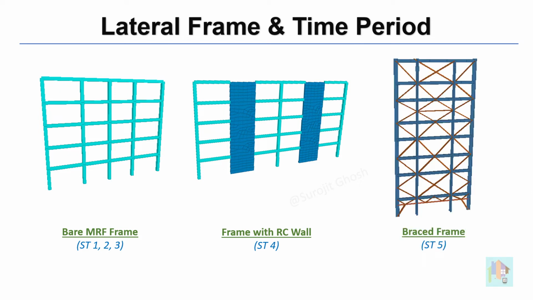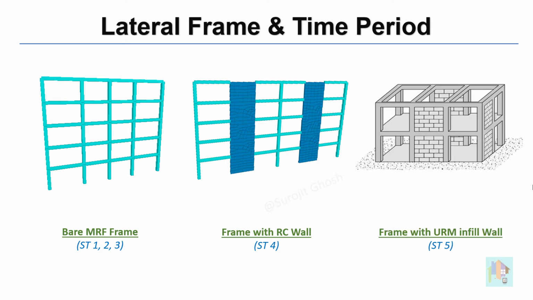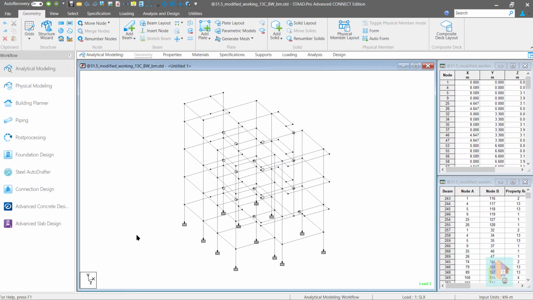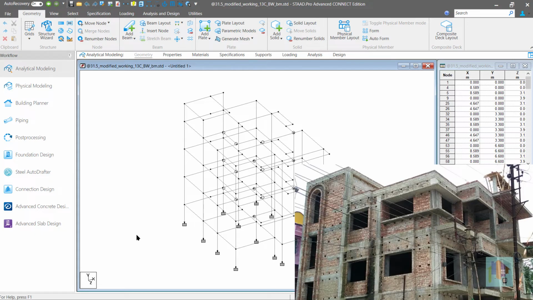There are a few other types of load resisting frame, like frame with bracing, which is commonly used in any steel structure, or frame with infill masonry wall, which is also very common for any residential or commercial building. Time period of any such building with other type of load resisting element is calculated using equation C with ST5 parameter.